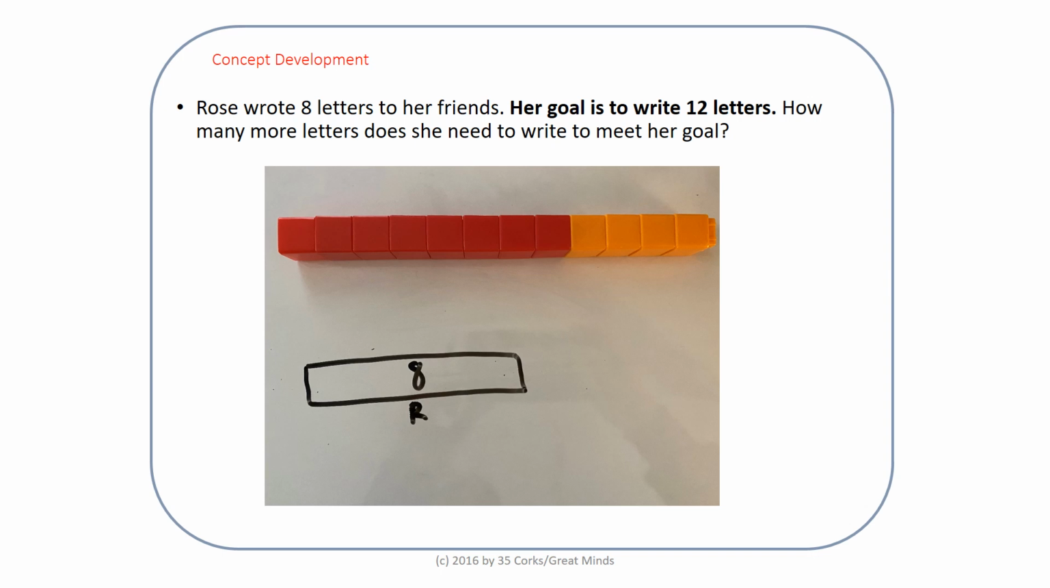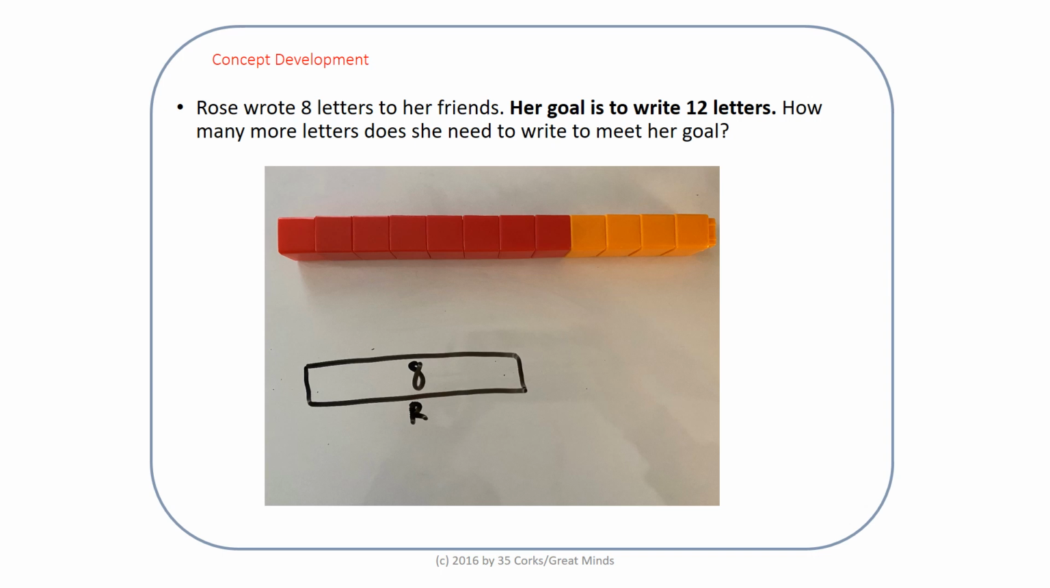Now we're going to read the next sentence, which I put in bold letters so we can really see it. It says, her goal is to write 12 letters. Is that a part of how many letters she wants to write, or is it the total letters she wants to write? The total. So that means there are some more letters Rose needs to write. We just don't know how many more yet.